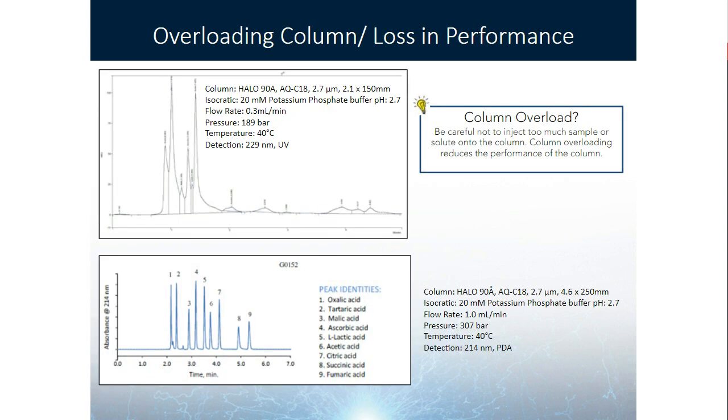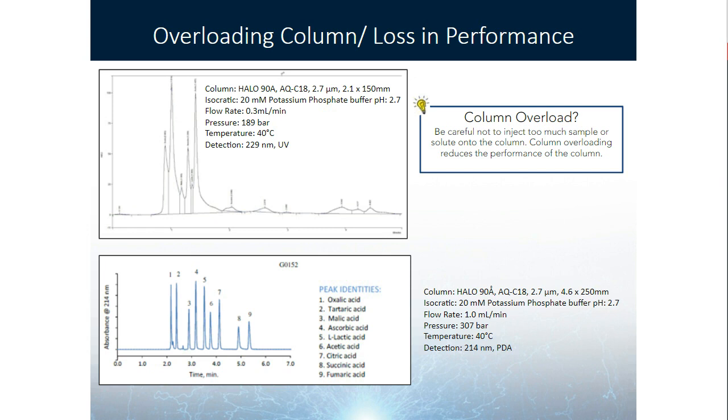Okay, so overloading the column is obviously going to give you a loss in performance. This was a really interesting example. The bottom chromatogram is the separation of organic acids on a Halo AQC18 column. This is on our website, and we've had a couple of customers reference this chromatogram. The chromatogram at the top is actually from a customer of ours. They were running the same exact conditions, just using a slower flow rate, and they have a different column dimension.